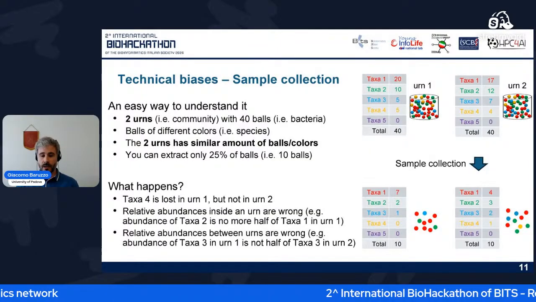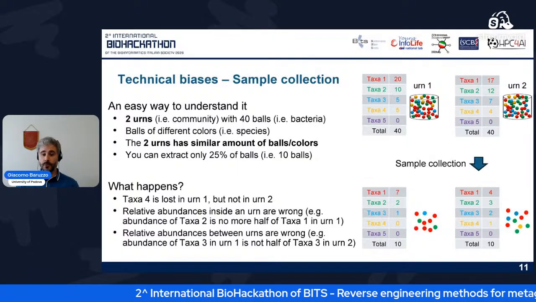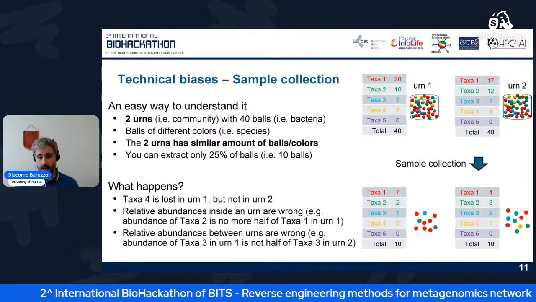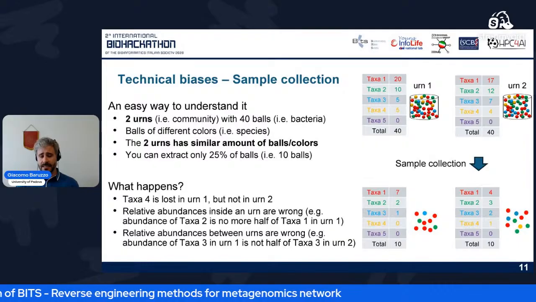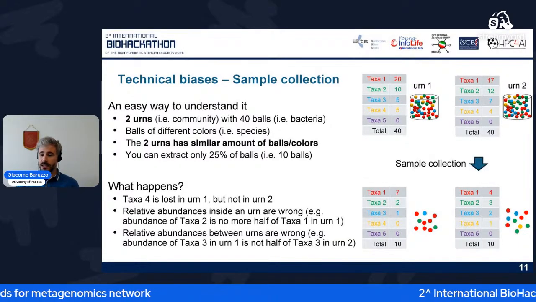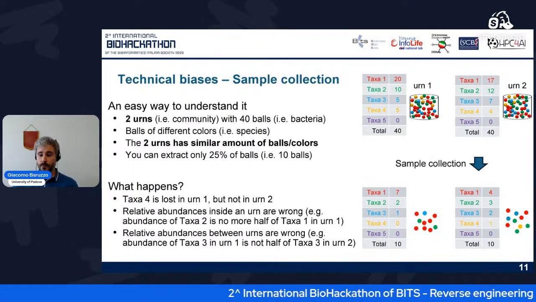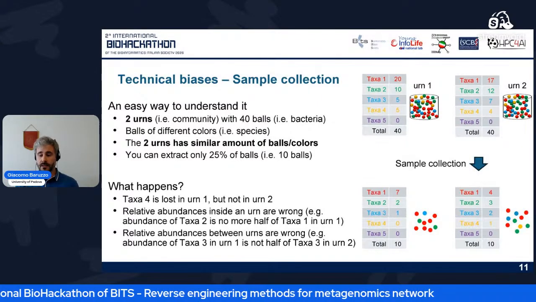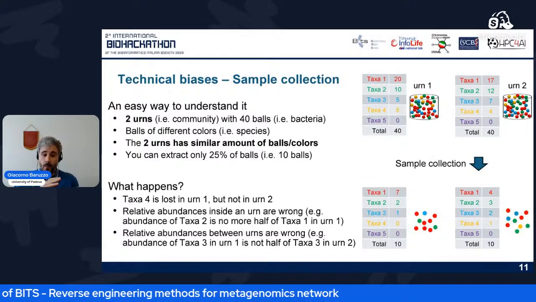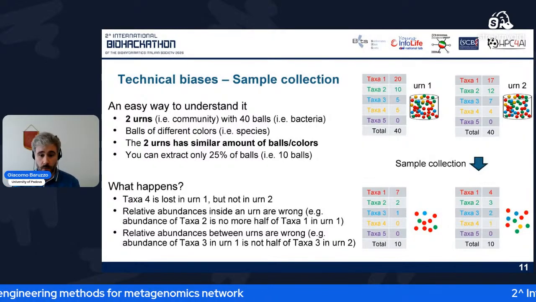But also if we look across samples, we see that the relative abundances between samples are again no longer realistic. For example, from the sampling process, it seems that taxa 3 in urn 1 is just half of the same taxa 3 in urn 2. We see 1 versus 2. But in the original population, it was 5 versus 7. So not a 1 to 2 ratio, but almost a 1-to-1 ratio.